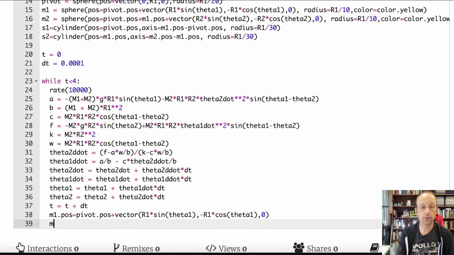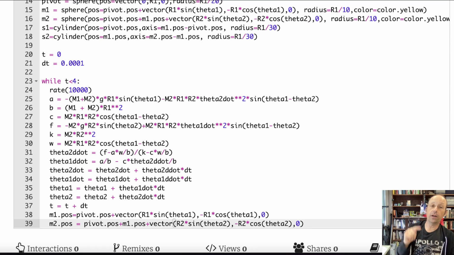Now let's update mass 2. m2.pos equals, this is going to be equal to, yeah, I guess it'd still be pivot.pos, plus m1.pos plus vector r2 times sine theta 2, minus r2 times cosine theta 2, 0.